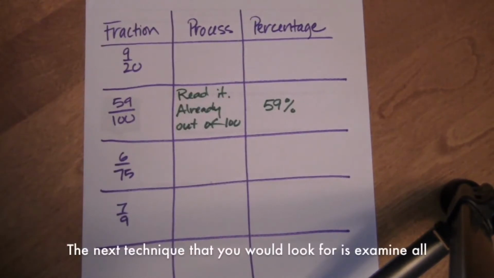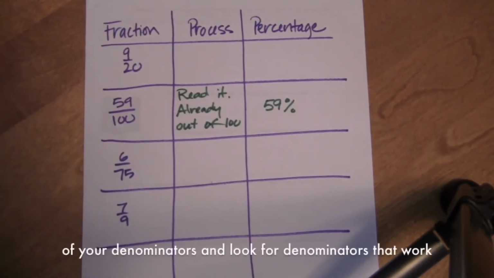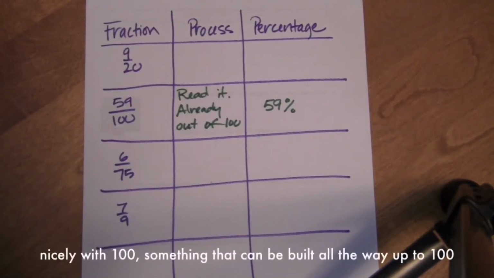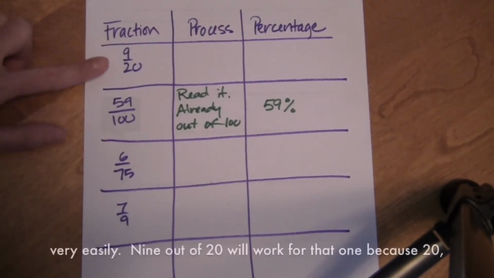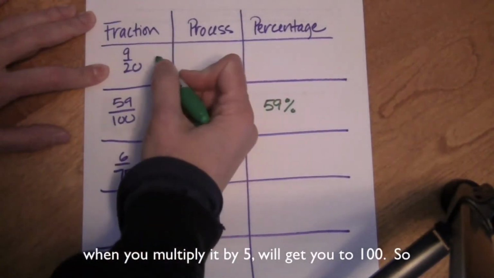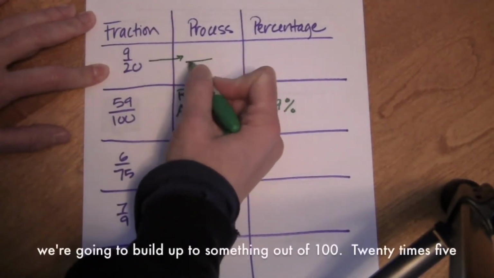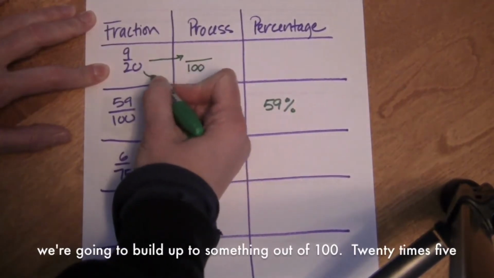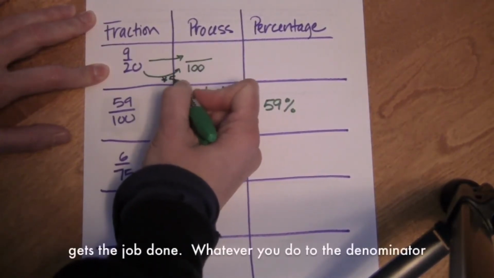The next technique that you would look for is to examine all of your denominators and look for denominators that work nicely with 100, something that can be built all the way up to 100 very easily. 9 out of 20 will work for that one because 20, when you multiply it by 5, will get you to 100. So we're going to build up to something out of 100. 20 times 5 gets the job done.